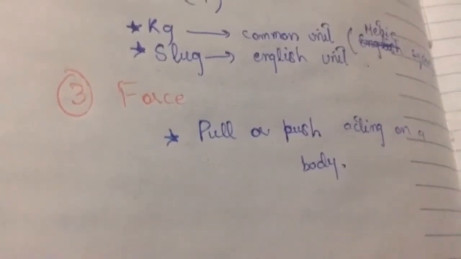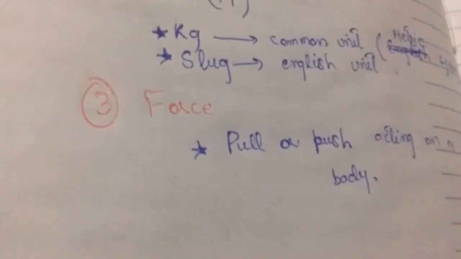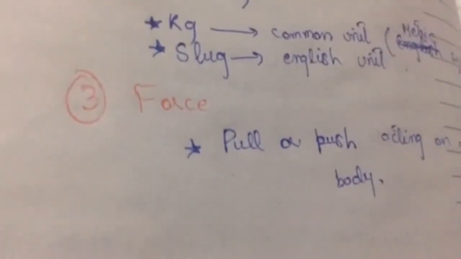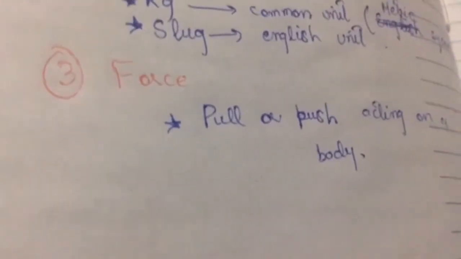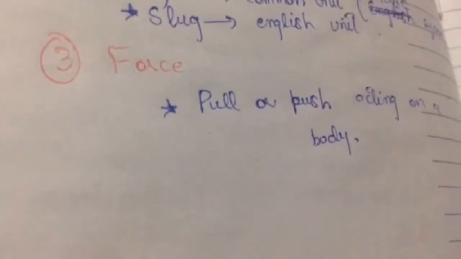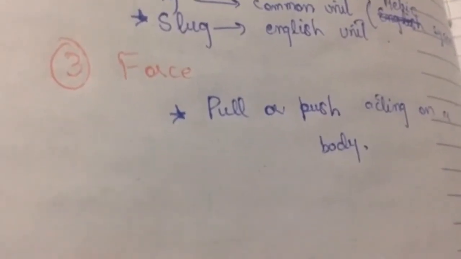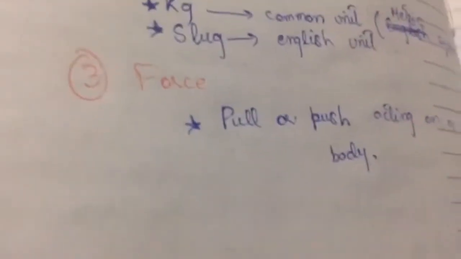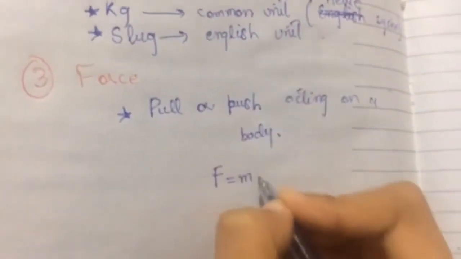The action of a force causes a body mass to accelerate basically, so that's why we can say F is equal to ma. So the action of force that causes a body mass to accelerate is called the force, and force is written as F equals ma, like that.